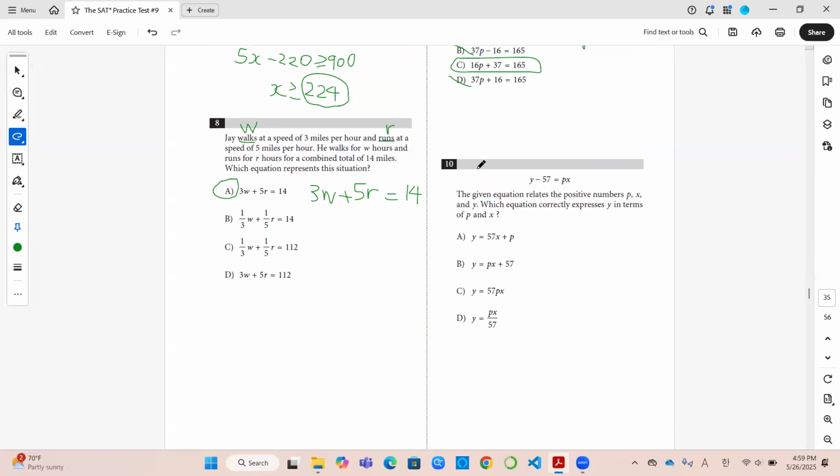Number 10, the given equation relates the positive numbers p, x, and y. Which equation correctly expresses y in terms of p and x? This is very simple and straightforward. Just put this 57 to the right. So y is equal to px plus 57. So B as in boy is the correct answer.